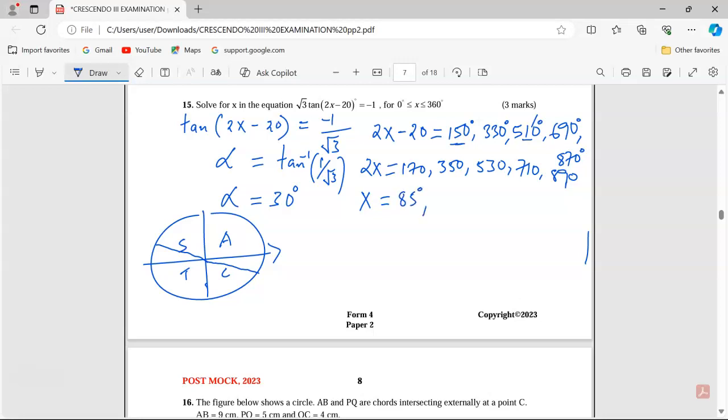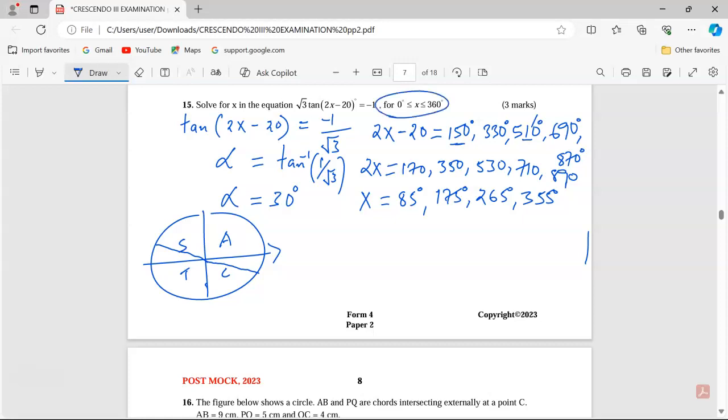the first angle. 350 over 2, giving us 175. 530 over 2, giving us 265. Then there is 710 over 2, giving us 355. Now when you divide 890 by 2, you get 445, and that will be beyond the provided limits for the values of x. So these are the possible angles which satisfy the trigonometric equation.